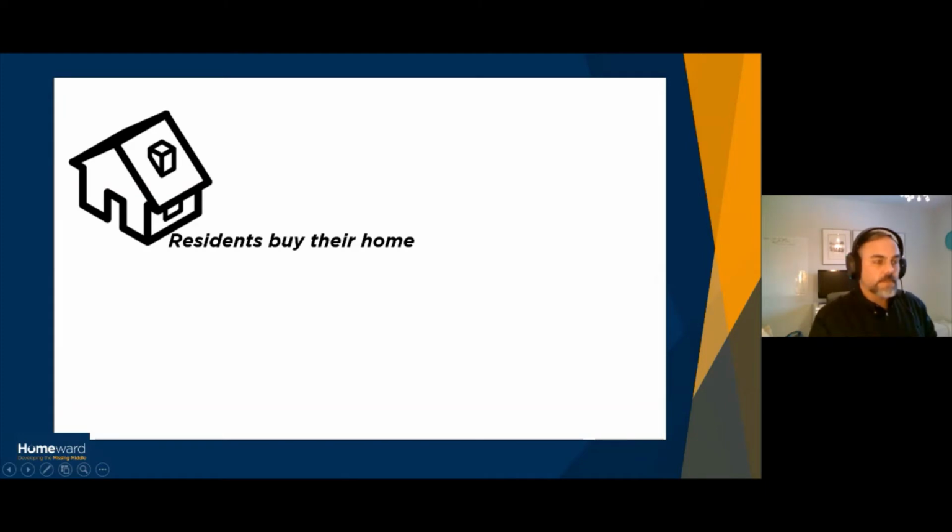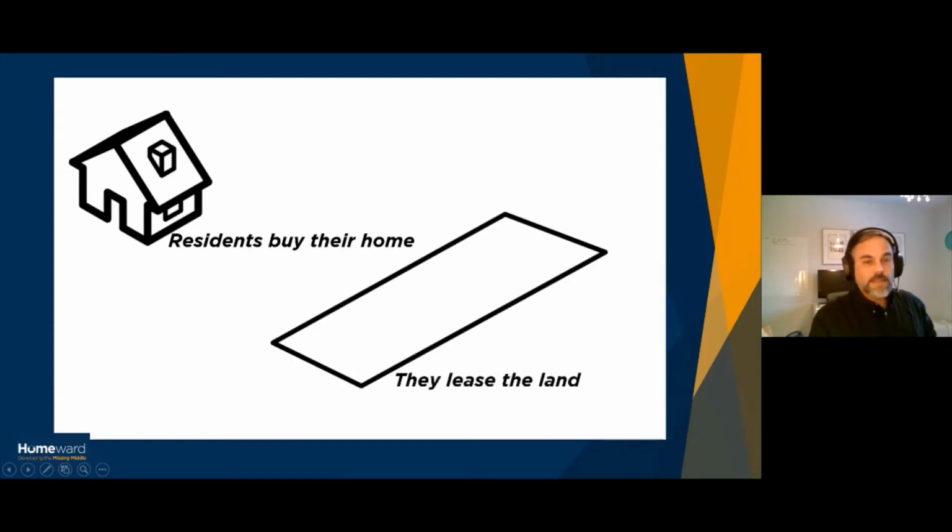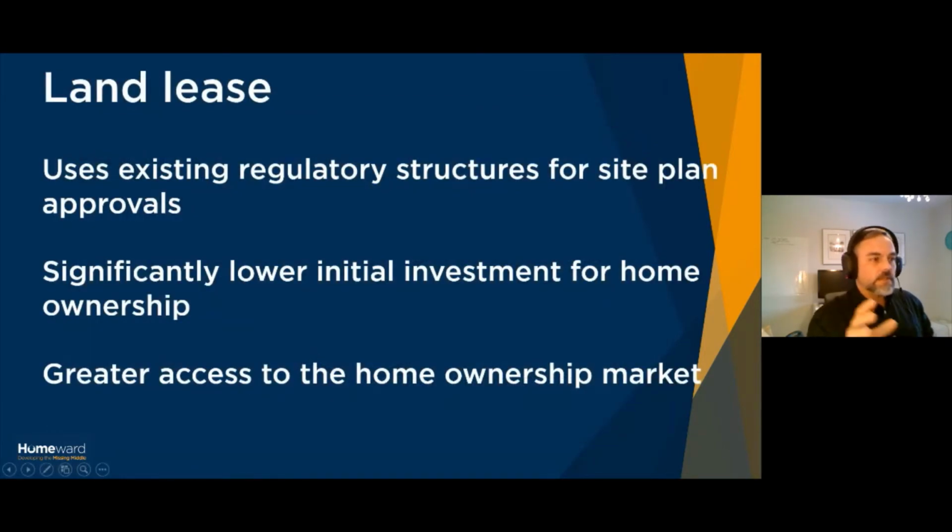And it's really quite simple. The homeowner, the residents, buy their home and they lease the land. It is not more complex than that. It looks and feels and has some similarities to a bare land condo, but it's not. Again, they own the home and they lease the land. Land lease, as a process, uses existing regulatory structures for site plan approvals. So of course there needs to be the lots created or larger blocks through subdivision, but it uses site plan approval because you're getting a number of homes onto a larger lot, not each home having its own lot.